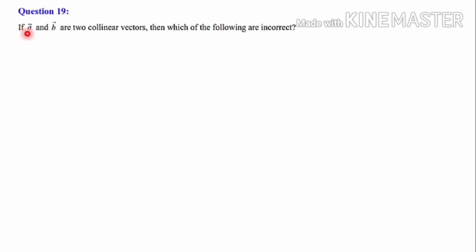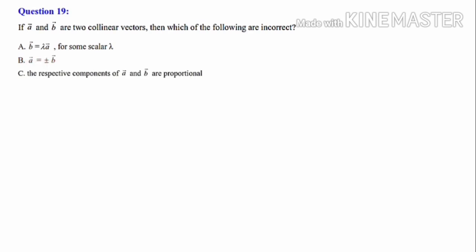Move on to the last question, question number 19. If vector A and vector B are two collinear vectors, then which of the following are incorrect? First statement, vector B is equal to lambda into vector A for some scalar lambda. Second statement, vector A is equal to plus or minus vector B. C, the respective components of vector A and vector B are proportional. And D, both the vectors A and B have the same direction but different magnitudes.